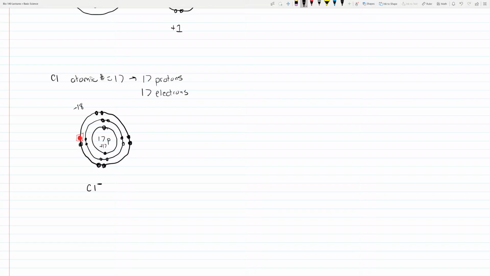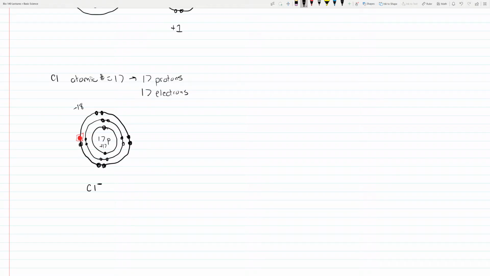In the case of sodium, we made sodium positive. The reason sodium becomes positive is because it loses its electron, and therefore becomes more positive. And that's all an ion is. It is just a charged atom. A cation is a positively charged atom. An anion is a negatively charged atom.